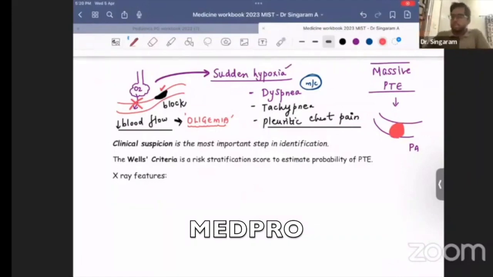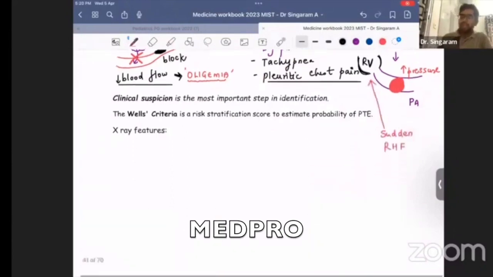So whenever there's a big block in the pulmonary artery, what do you think will happen to the pressure in the pulmonary artery? It would be increased. There would be increased pressure in the pulmonary artery. Correct? There is so much pressure inside the pulmonary artery. So which side of the heart will face the pressure to push the blood into the pulmonary artery? What is the heart chamber which is pushing the blood into the pulmonary artery? It is the right ventricle. So the right ventricle will face a lot of pressure to push the blood into the pulmonary artery. So what can happen? It can result in sudden right heart failure also, RHF.